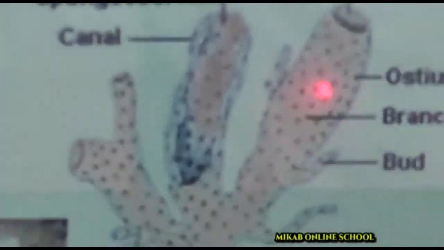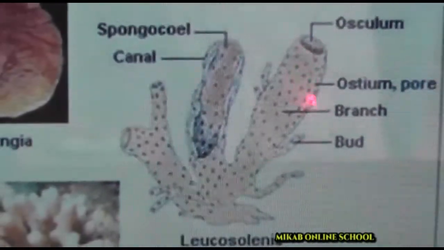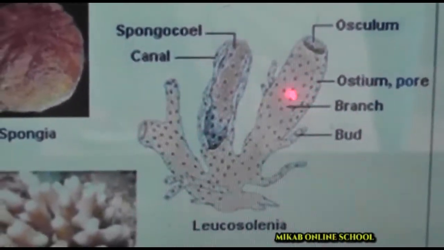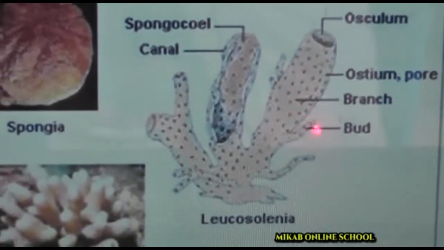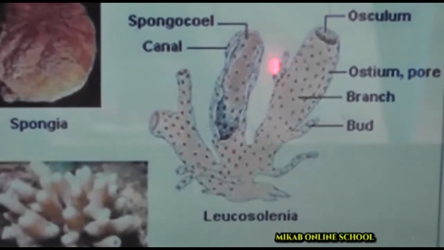This is what we call ostia. All these tiny holes are what we call ostia. But each of them is called ostium. When there are many, you say ostia. So now, this is just one of the branches of the whole organism as a whole.